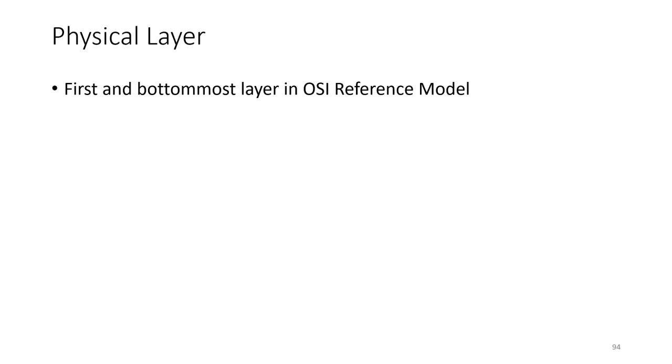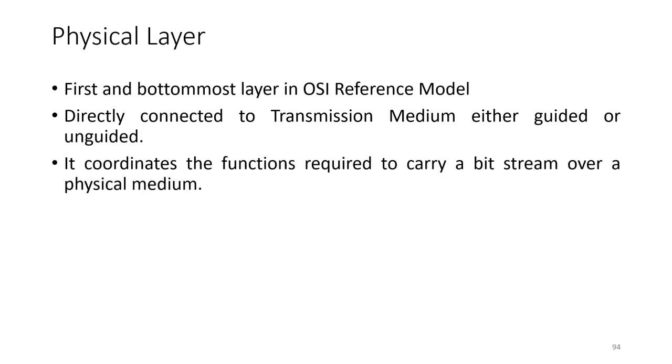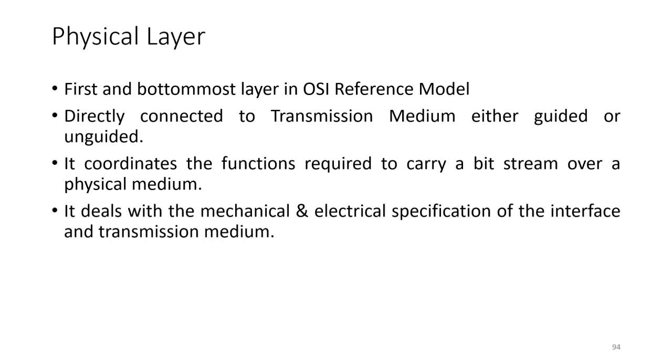Physical layer is the first and the bottommost layer in the OSI reference model. Physical layer is directly connected to the transmission medium, either guided or unguided, that is either wired medium or the wireless medium. Along with that, it coordinates the functions required to carry a bit stream over a physical medium.